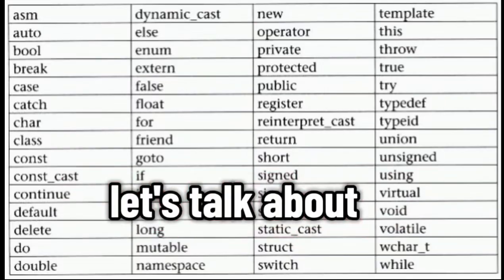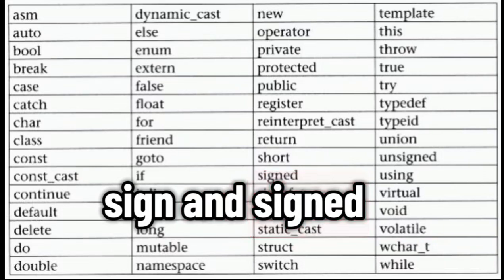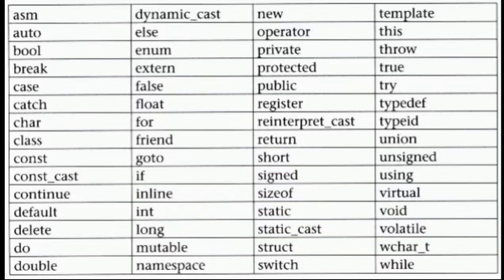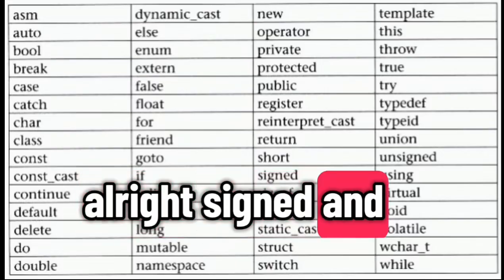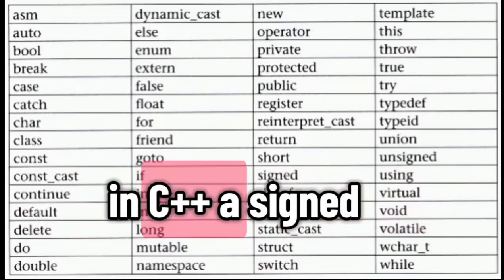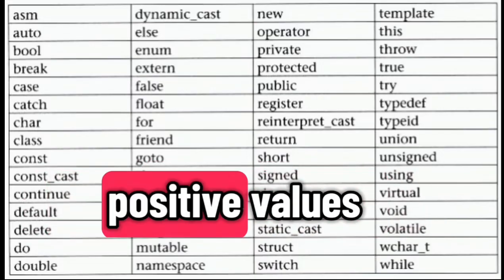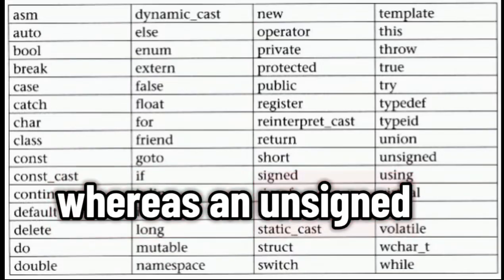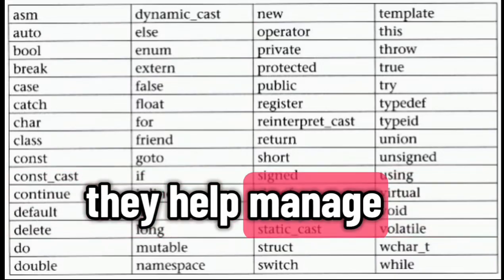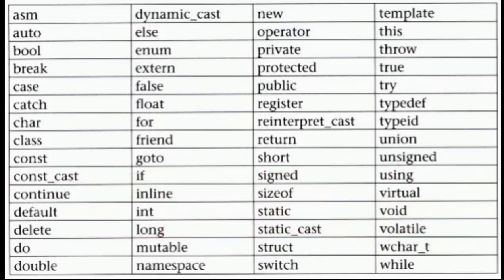No, thank you. Let's talk about the words like signed and unsigned. What are they used for? Signed and unsigned are used to declare the type of integer variables in C++. A signed integer can represent both negative and positive values, whereas an unsigned integer can only represent non-negative values. They help manage how the computer interprets the binary data in memory. Clear on that? Yeah, sure.